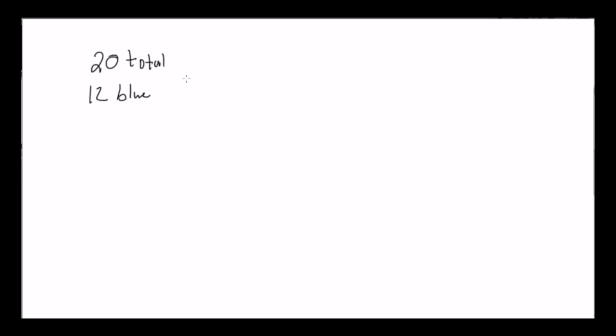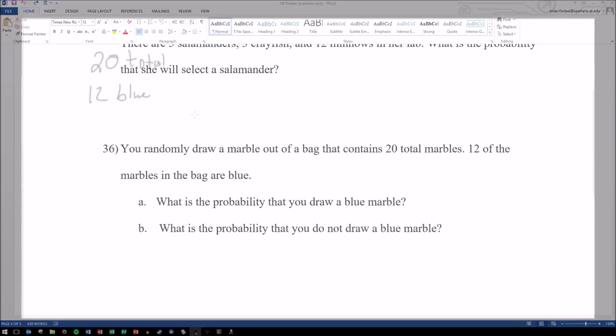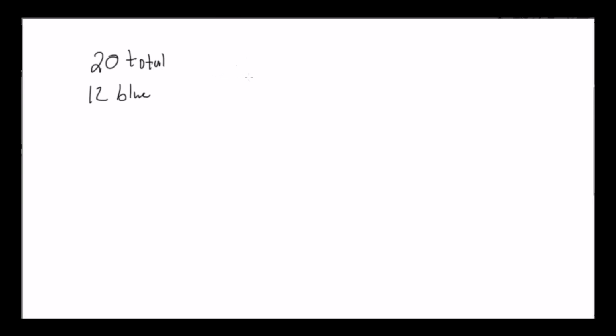It doesn't tell us what the rest are, but does it matter in the question? Let's go back to it. What is the probability that you draw a blue marble? So we're going to take wanted outcomes over total outcomes, the number of possible that you can have. So we have 12 blue over 20, and those are both divisible by 4, leaving us with 3/5.